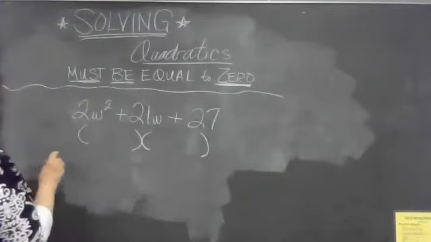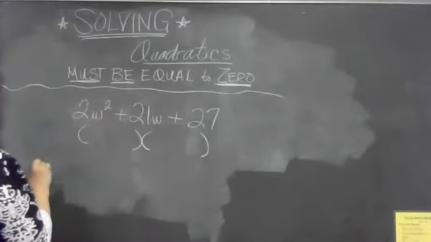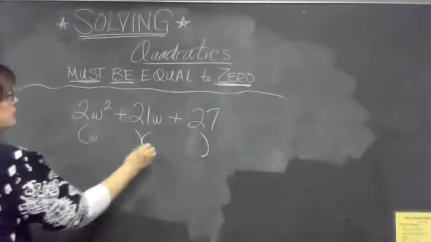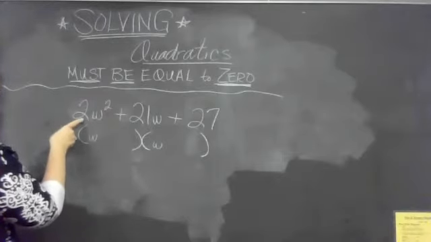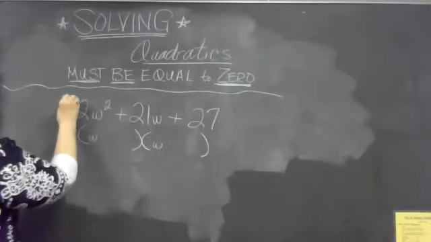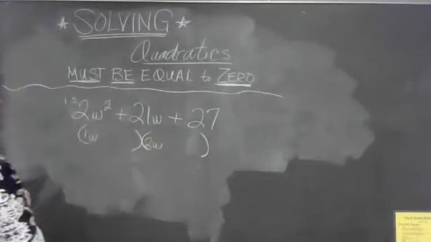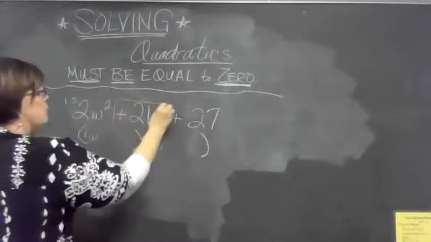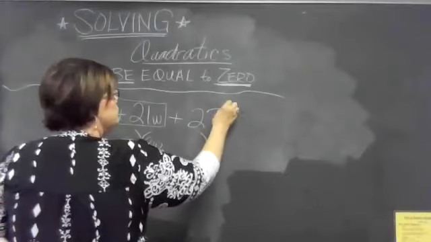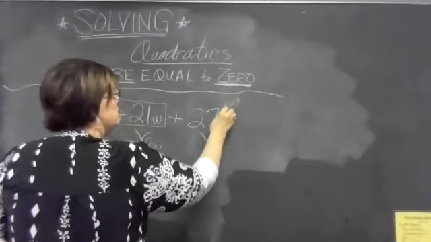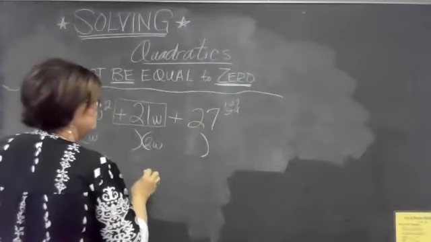Okay, so the front times the front has to give me this front term. So I know it's going to be W and W because I need a W squared, but I also have to take care of this 2. And the only factors of 2 are 1 times 2. So I guess I don't have a choice. I'm going to have 1 and 2, correct? Then we're going to just save it for later, and we go to 27. Now, all the factors of 27 are here: 3 times 9, and so on.